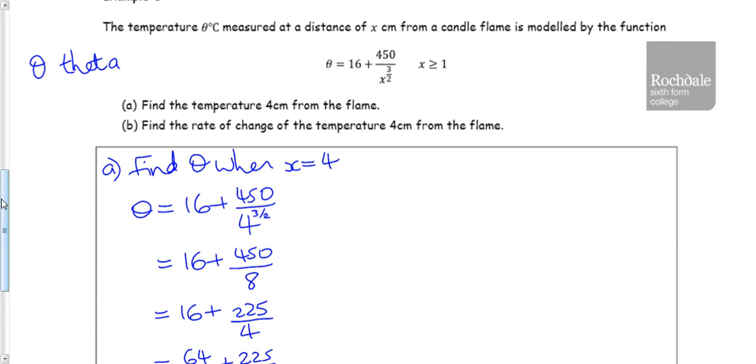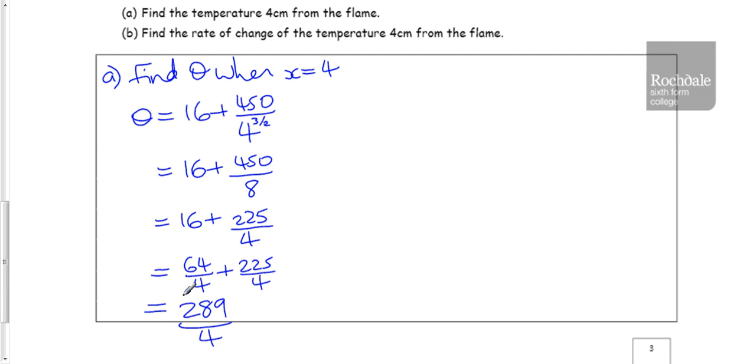And theta is measured in degrees Celsius, so we could give that as our answer in degrees Celsius. Of course, we can give ourselves some idea of how big this number is, because 280 divided by 4 is 70. So it's actually 72.25 degrees Celsius, but we had no need to turn it into a decimal. Leaving it as a fraction is absolutely fine.